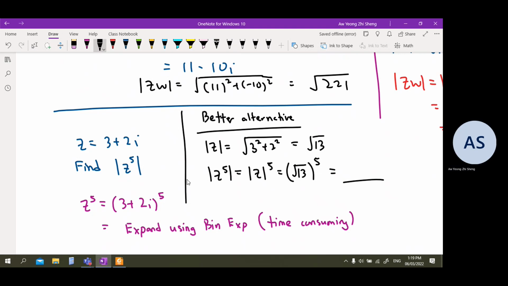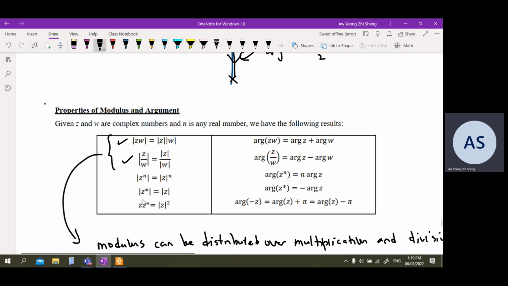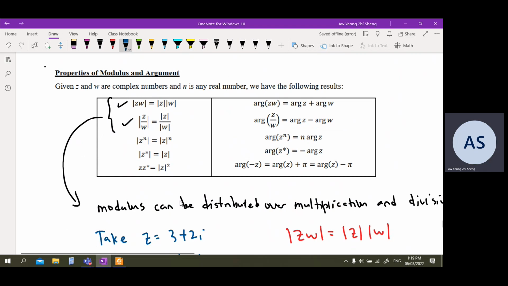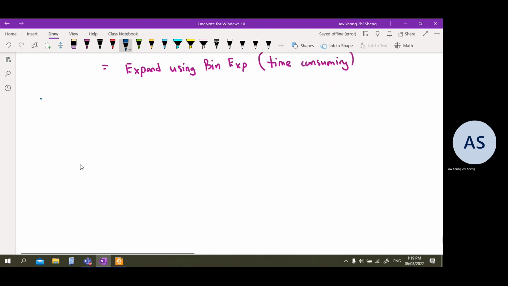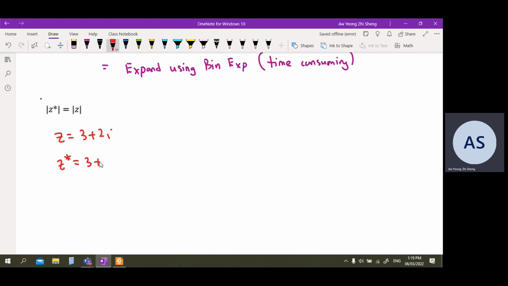Okay. Then going back to the table, the fourth property: modulus of z star is the same as modulus of z. So what is z star? It is the conjugate of z. Now, this one will be easy to remember if you can visualize the Argand diagram. So, for example, if I take z to be 3 plus 2i, then my z star will be simply 3 minus 2i, where the imaginary part has the sign reversed.